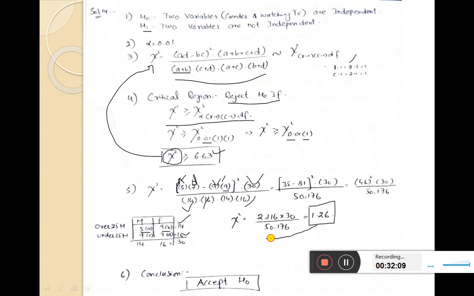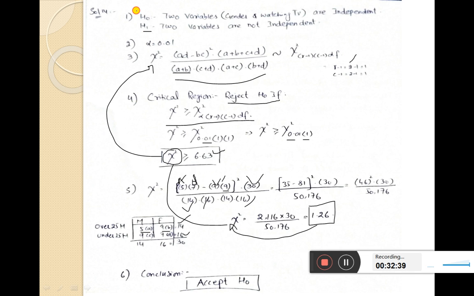Now this 1.26 is the value of chi square which we calculated. Now what I said here, I said that I will reject H naught if my chi is equal to or greater than 6.63. Here chi is 1.26. Is 1.26 greater than 6.63? No, it is not greater. So it means I can't reject H naught, because it is not fulfilling my requirement. So therefore I am accepting H naught.